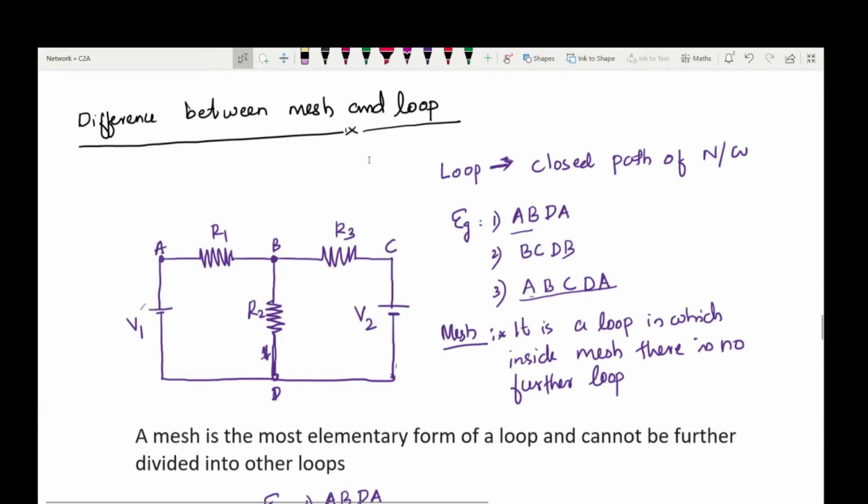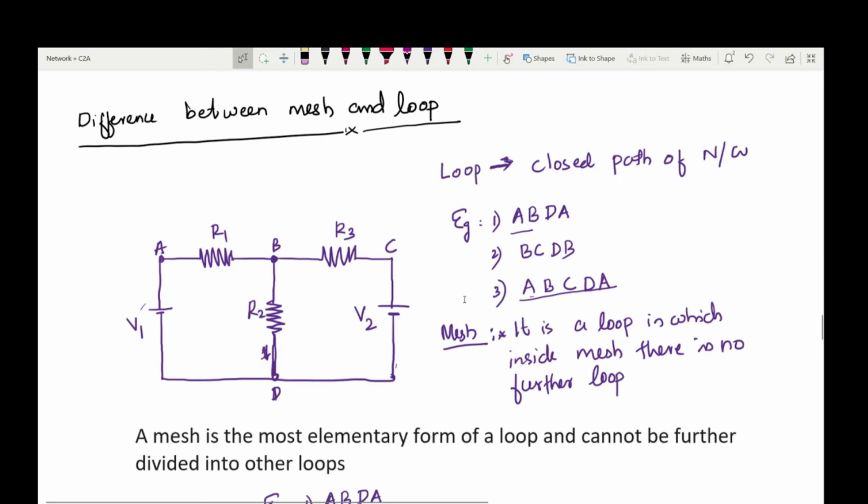As we discussed in the previous video, a loop is nothing but a closed path of the network. We start from one point and reach the same point through a journey, and that is a closed path. So in this network, the path ABDA is one loop, BCDB is another loop, and ABCDA is another loop. Now let's see what a mesh is.